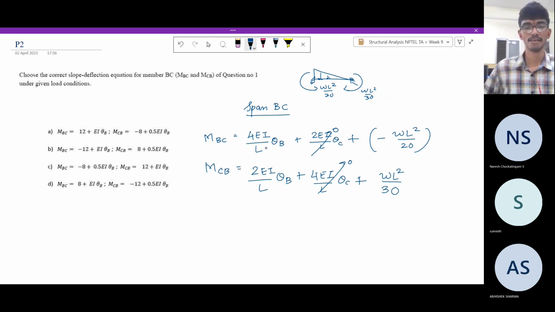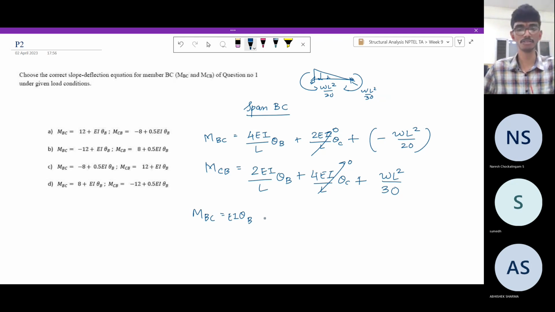If you simplify this and substitute the values, you get MBC is EI theta B, since 4 by 4 is 1, minus WL square by 20. How much is W? W is 15, so 15 into 4 square. 15 into 4 is 60, and 60 by 20 is 3. 3 into 4 is 12. So minus 12. The units are kilonewton meters.